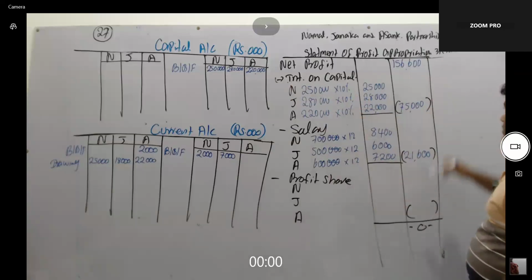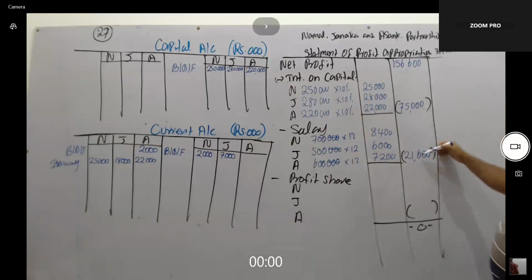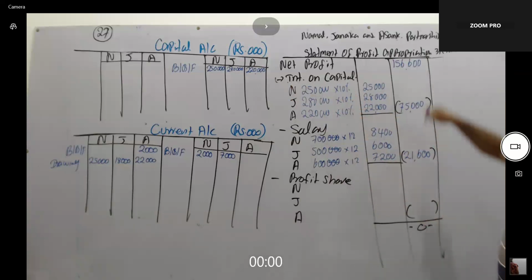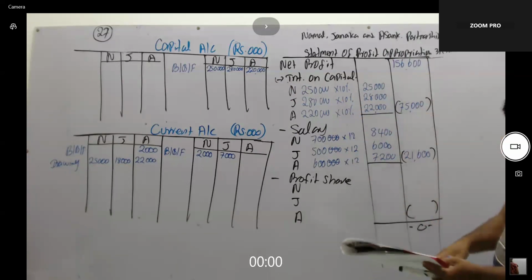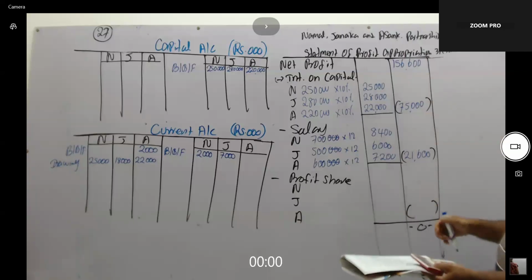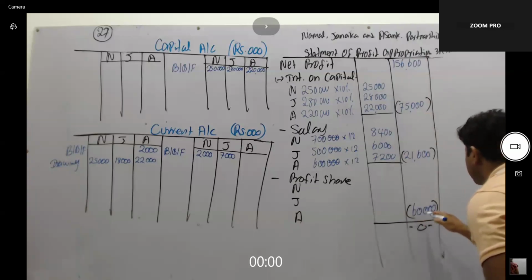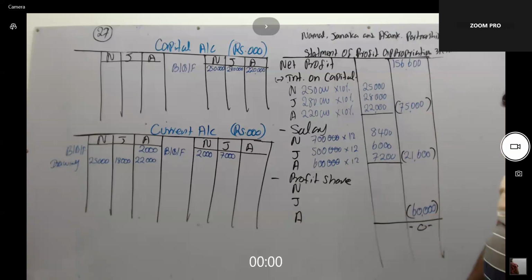Annual salary. From this value, deduct these two values. The share of it can be calculated. Therefore, the share of it equals 60,000.